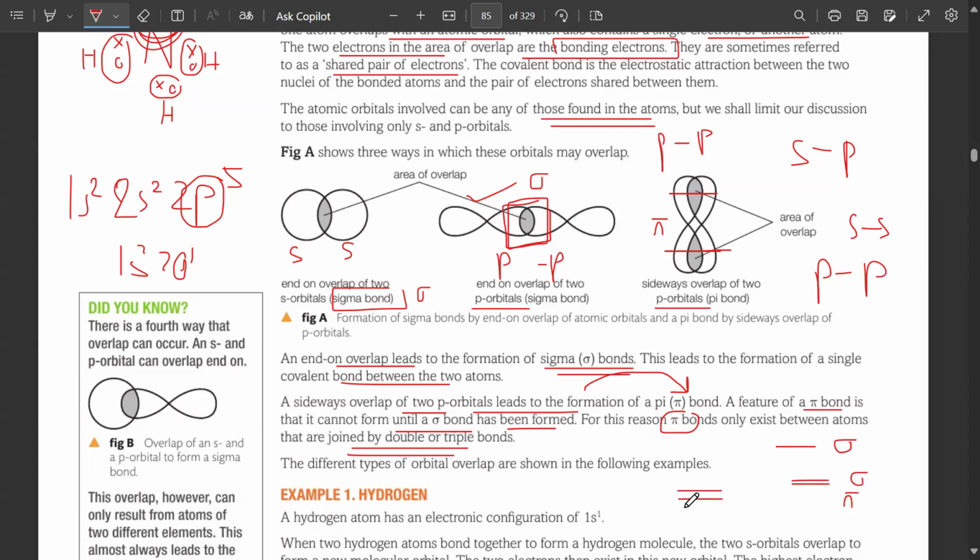And if there's a triple bond, for example, in nitrogen, it's what? Sigma, pi, pi.